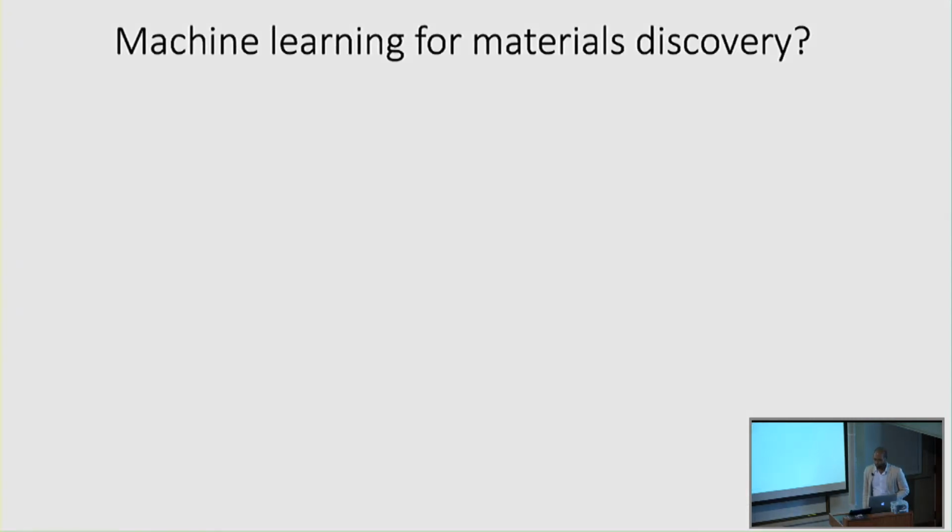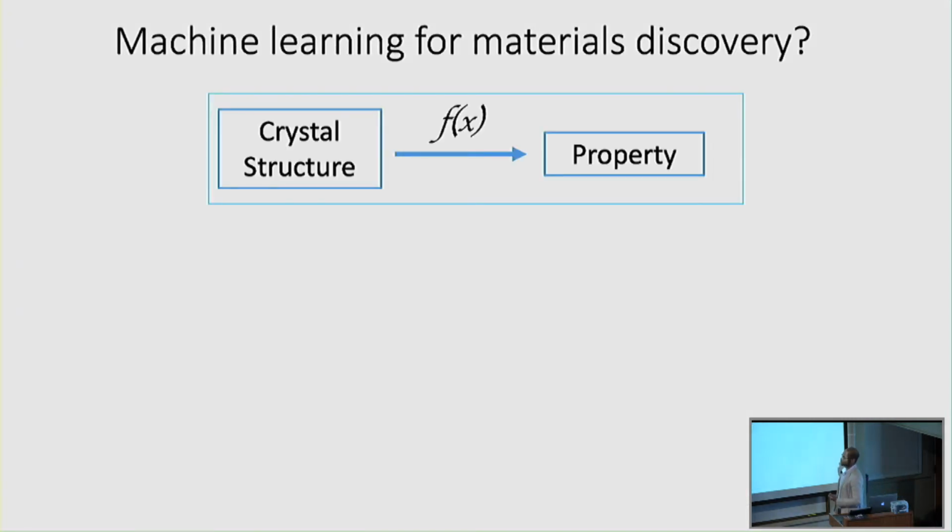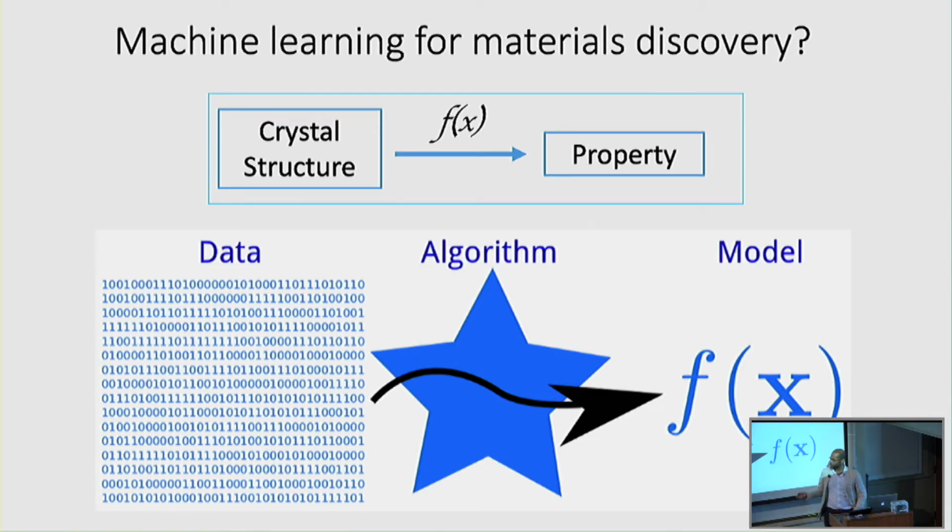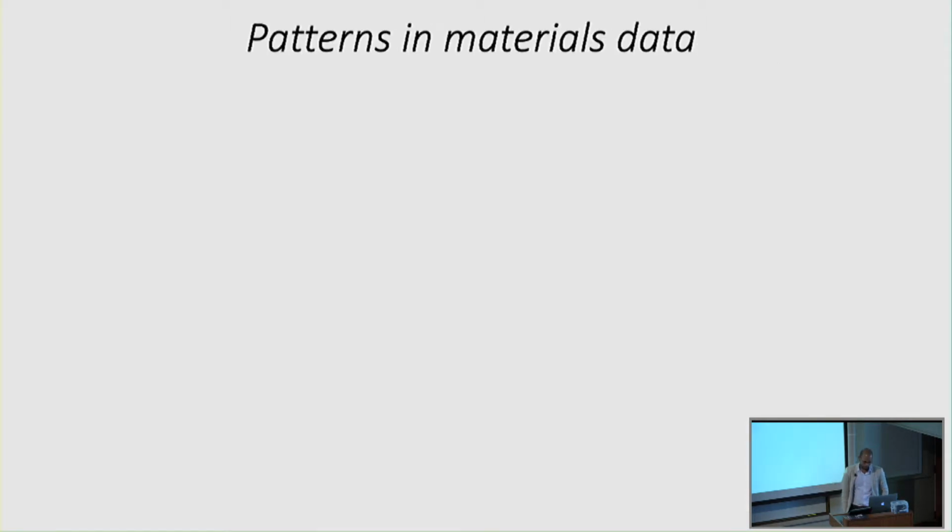Okay. What about machine learning and materials discovery? Well, the idea is you want to use machine learning to approximate some function f of x, which maps the crystal structure to a property. And you do that by taking some data and some algorithm to create this function f of x. Now, the idea is recognizing patterns in data, and I'll go through a simple example of how we do that every day.